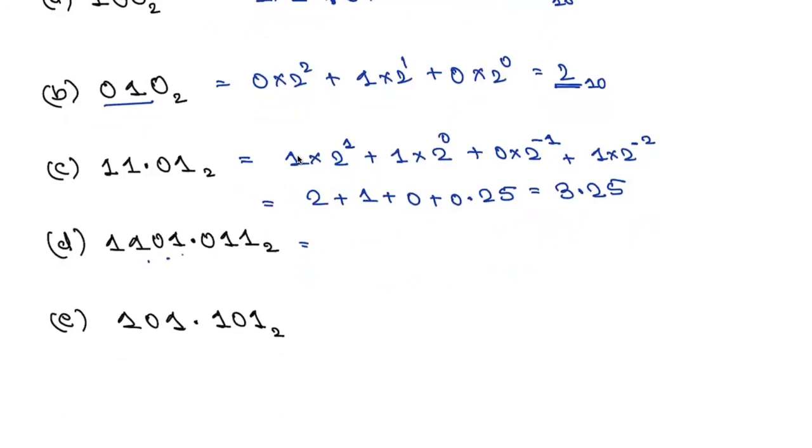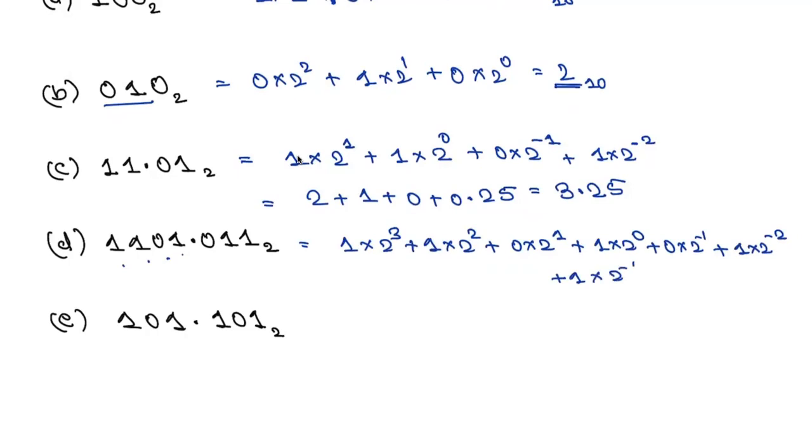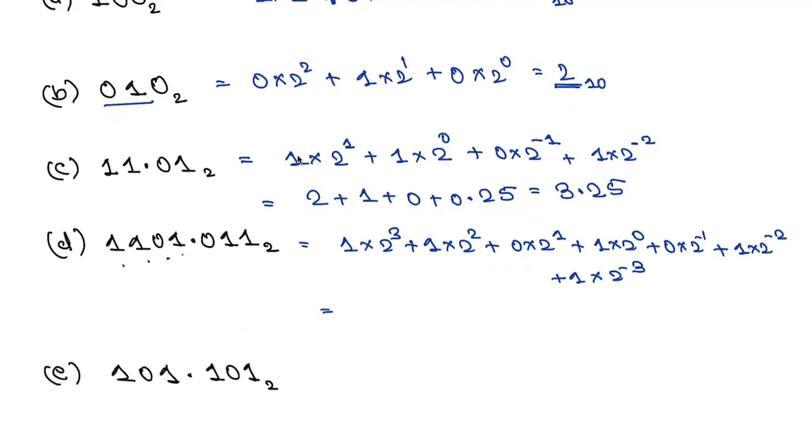So 0, 1, 2 and 3. So 1 into 2 to the power 3 plus 1 into 2 to the power 2 plus 0 into 2 to the power 1 plus 1 into 2 to the power 0 plus 0 into 2 to the power minus 1 plus 1 into 2 to the power minus 2 plus 1 into 2 to the power minus 3. क्या आ रहा है? देखो, it is 8 plus 4 plus 0 plus 1 plus 0 plus 1 by 4 plus 1 by 8. ये आ रहा है ना?